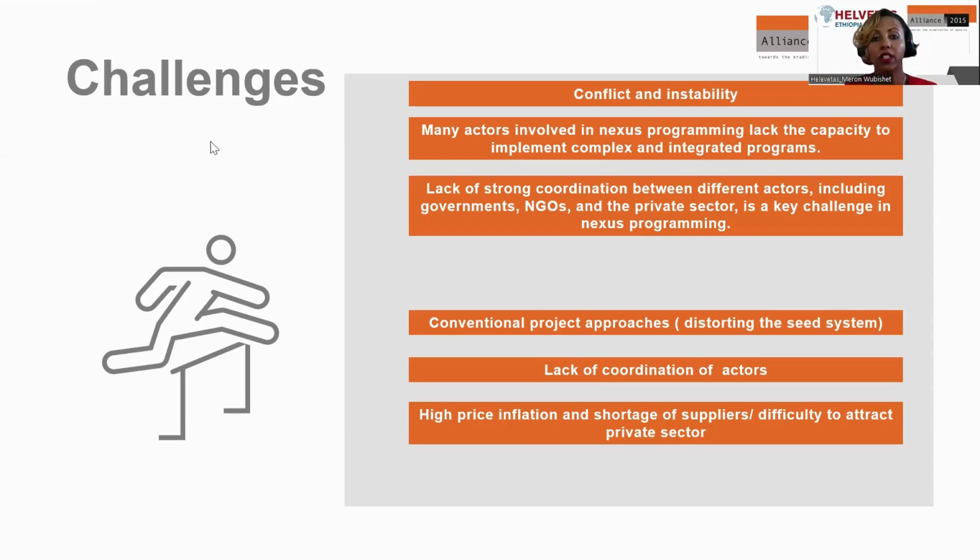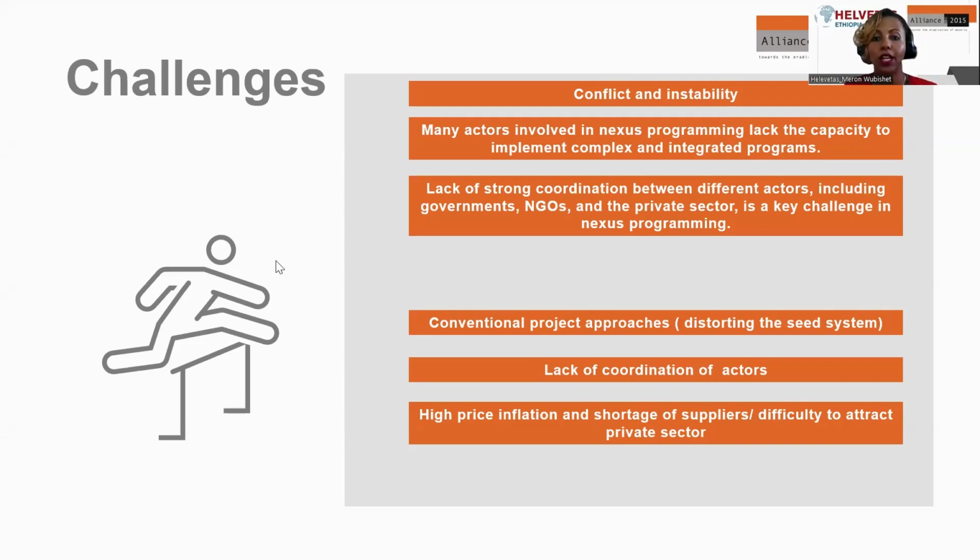Many actors involved in Nexus programming lack the capacity to implement complex and integrated programs. This is one key challenge we faced, because again, we need to adapt the Nexus programming thinking, it needs to be there. So in some cases, key stakeholders want us to fully shift into humanitarian response, but still we need to mainstream the Nexus approach. So this was a challenge, which leads to lack of coordination between different actors to implement this Nexus programming.